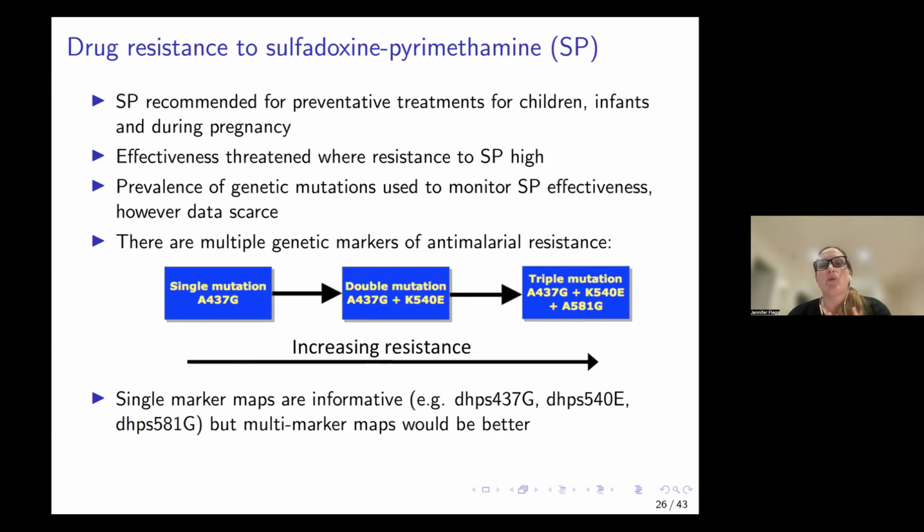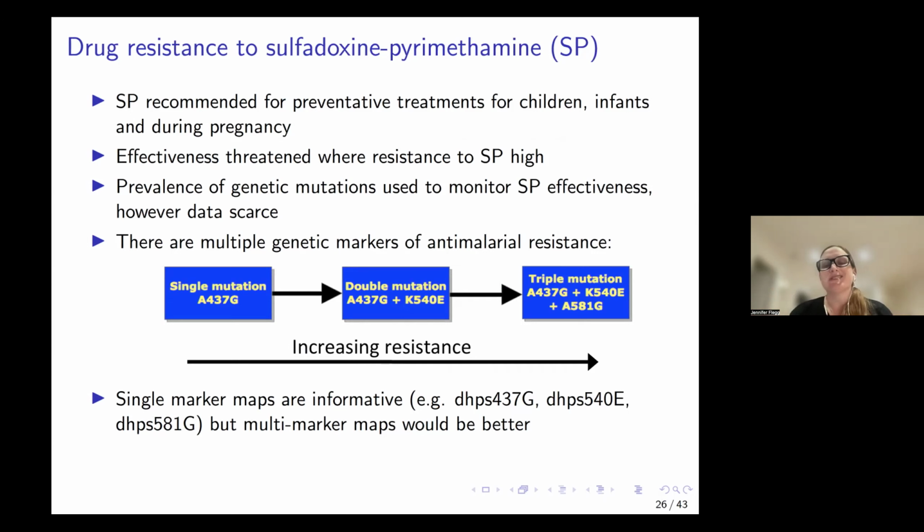I'll just talk about one particular drug. It's called sulfadoxine pyrimethamine, or just SP. SP is used for preventative treatments, and it's used for children, infants, and during pregnancy. The effectiveness of SP has already waned, and we know that resistance to SP is high in certain regions. It's the prevalence of genetic markers that is used to monitor how effective SP is to protect children, infants, and people who are pregnant.